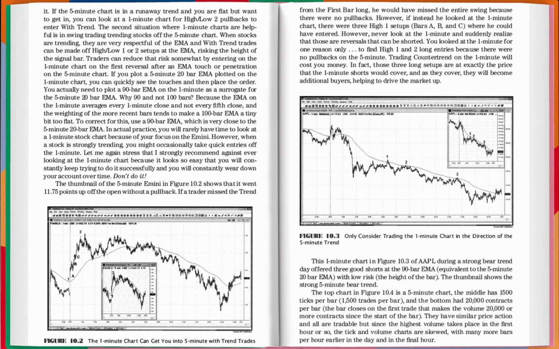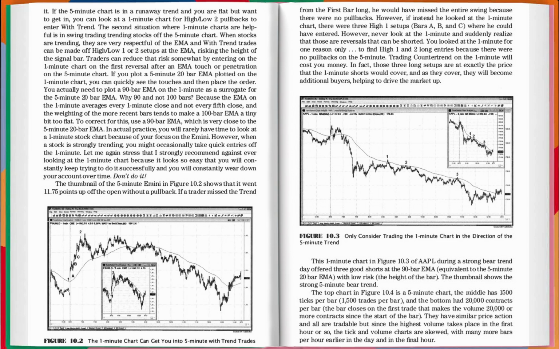Don't do it. The thumbnail of the 5-minute E-mini in figure 10.2 shows that it went 11.75 points up off the open without a pullback. If a trader missed the trend from the first bar long, he would have missed the entire swing because there were no pullbacks. However, if instead he looked at the 1-minute chart, there were 3 high 1 setups, bars A, B, and C, where he could have entered.